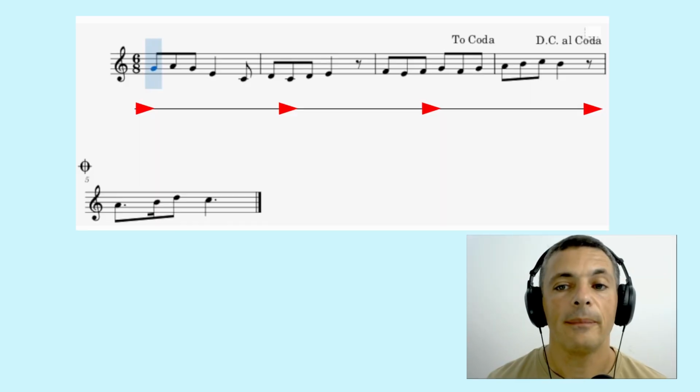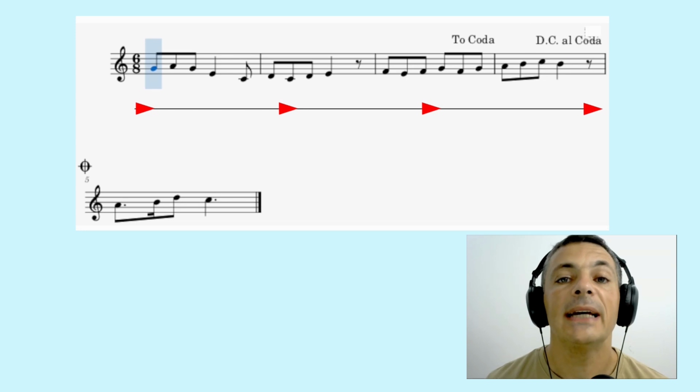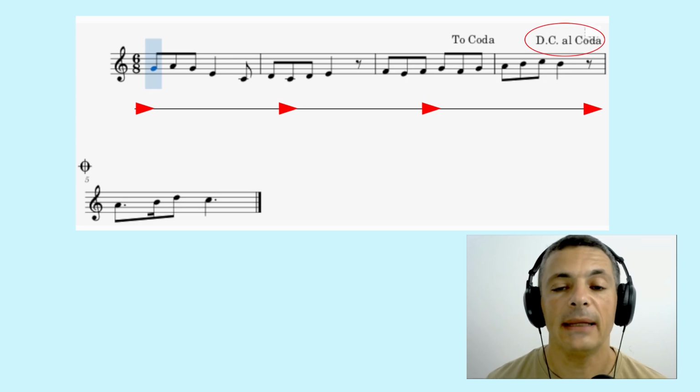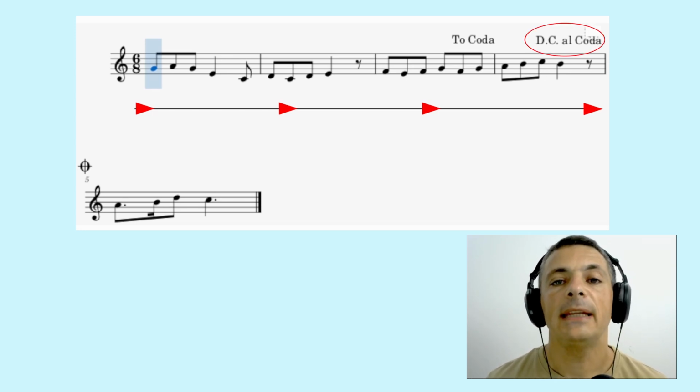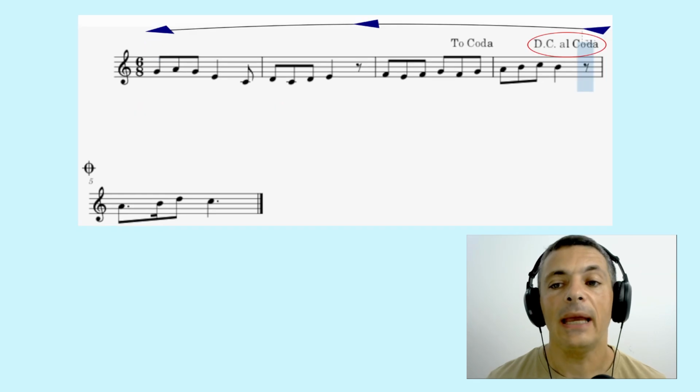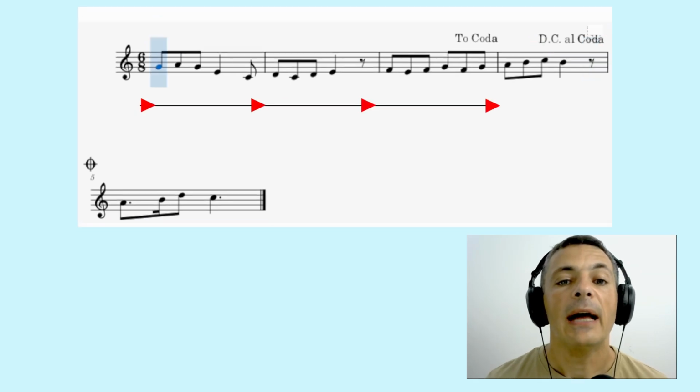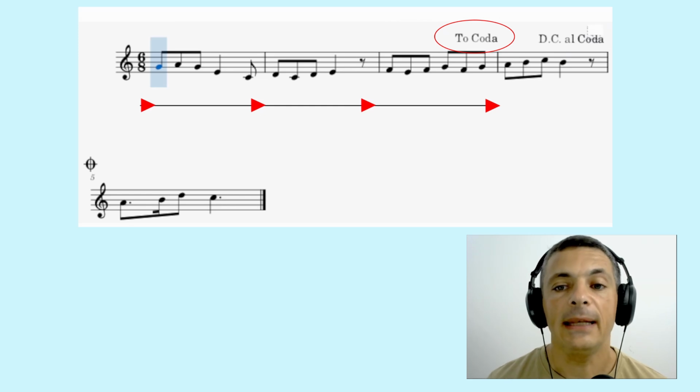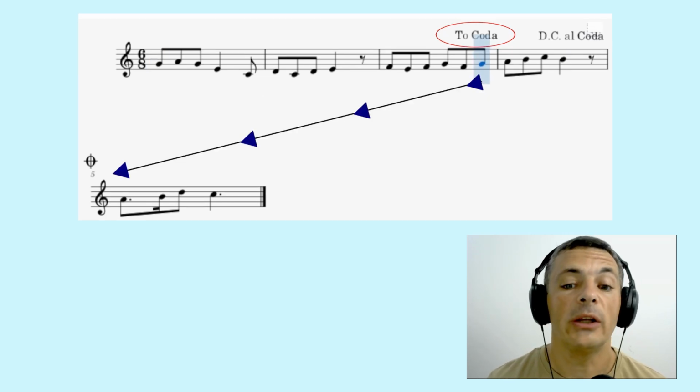DC al coda. Start playing the piece from the beginning until you reach the DC al coda sign. And this means that you should go back to the beginning and play from there until you reach the to coda sign. From that sign, go and play the coda.